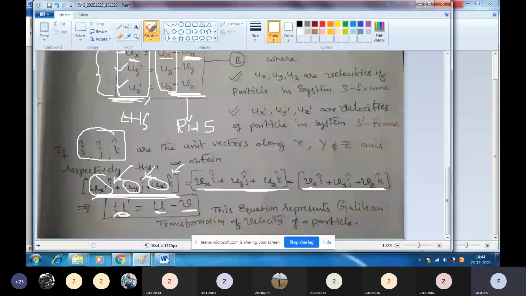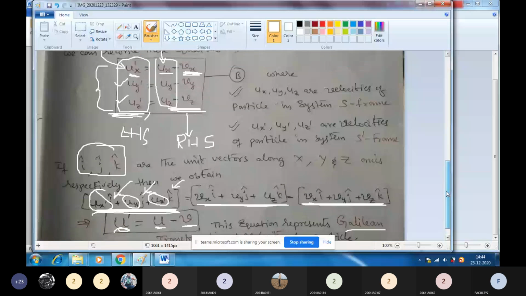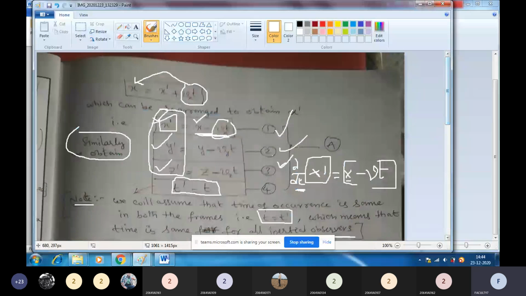Now these equations represent the Galilean transformation of velocity of a particle, whatever the event or the object we are considering. Those velocities are there, and we consider these as the Galilean transformations. I hope you got the points. It is simple mathematics, nothing more. We just started with the previous concept that we explained in yesterday's class.